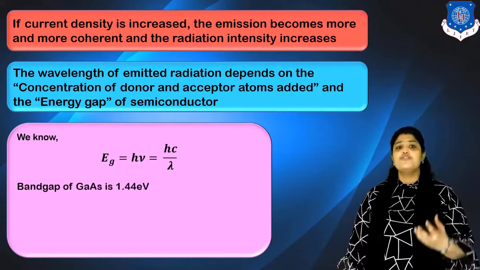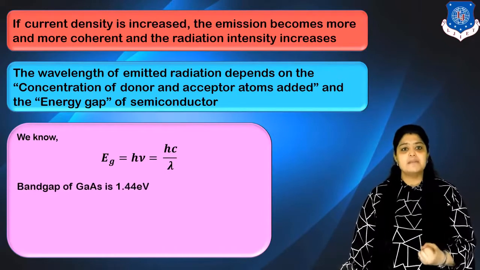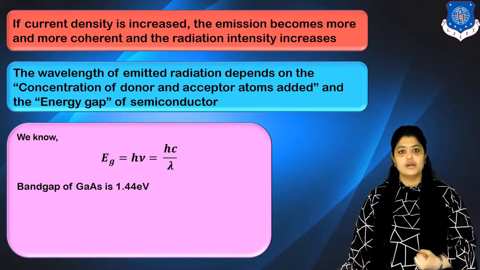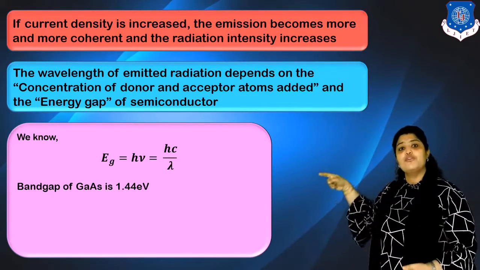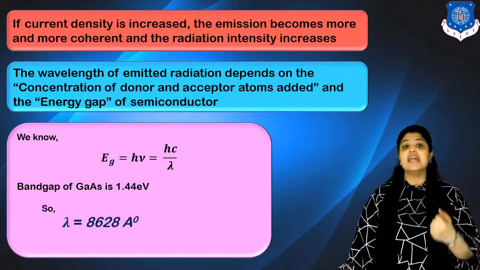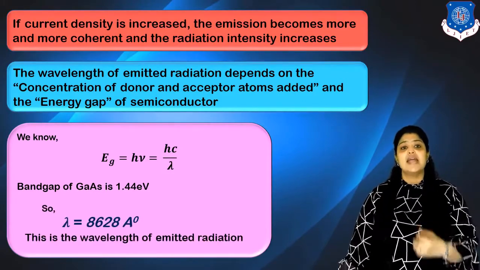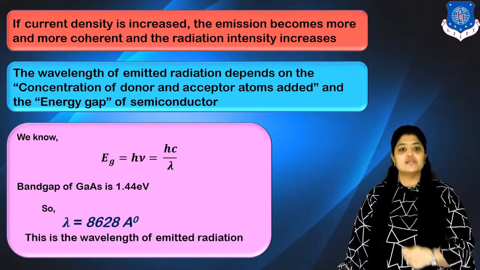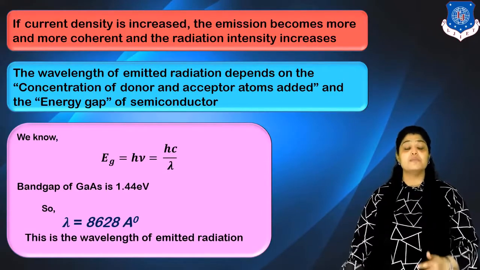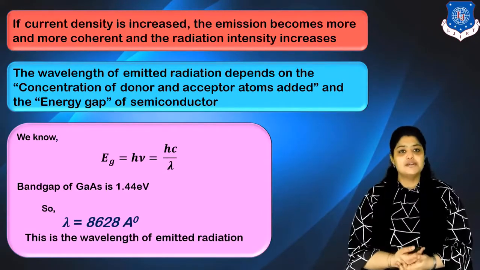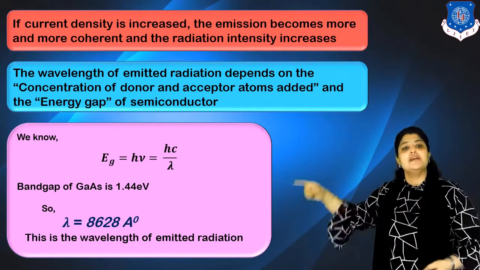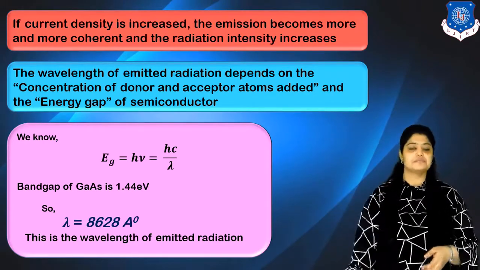Now we know that for GaAs the band gap is 1.44 electron volt. So substituting 1.44 electron volt in the above equation, we get the value of lambda as 8628 angstrom, which is the wavelength of the emitted radiation. The photons which are emitted will have this wavelength.